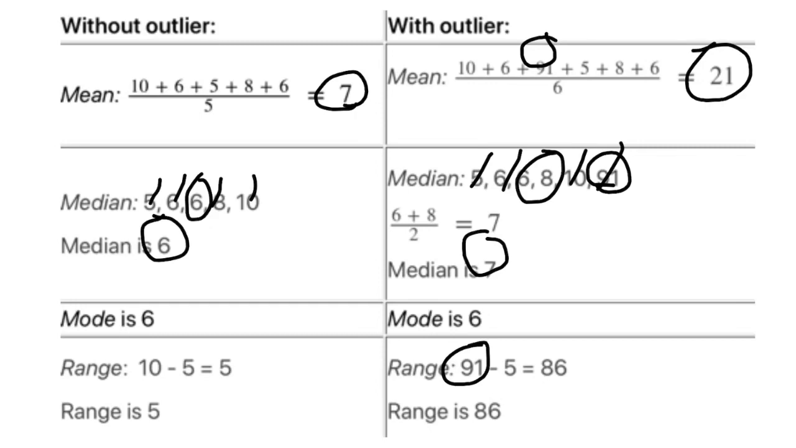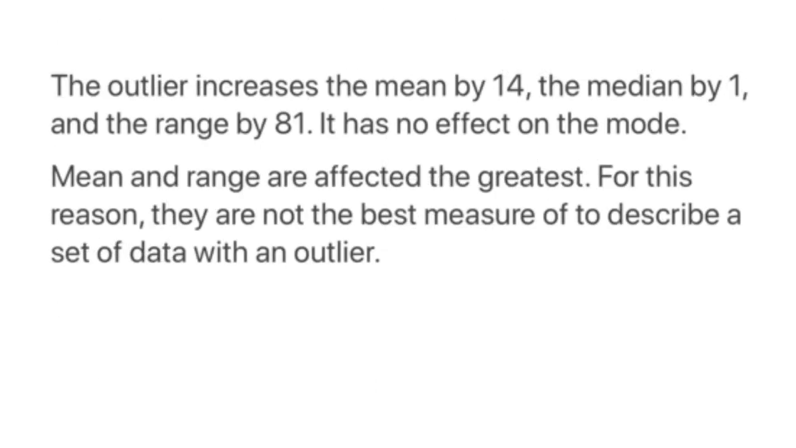Pause the video and do that now. So this is a summary of the results of the previous example, the conclusions that we drew. The outlier increases the mean by 14. So what I did was I just took the mean with and the mean without the outlier and I subtracted it. That's a very large impact that the outlier has on the mean.